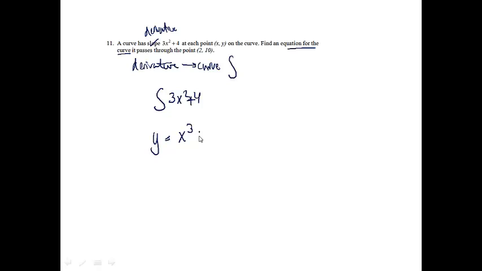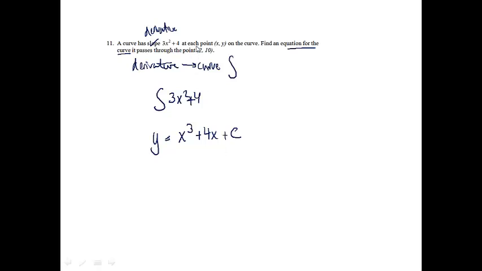This one says that it has slope 3x squared plus 4, which means the derivative of my curve is 3x squared plus 4. So if I want to go from the derivative of the curve to the curve, I know that I need to take the integral. So I'm actually going to be taking the integral of 3x squared plus 4. So my curve will be y equals, since there's a plus sign, I can just take the integral of each part separately. The integral of 3x squared will just be x cubed, and then the integral of 4 will be 4x, and of course we always have to put our plus c.